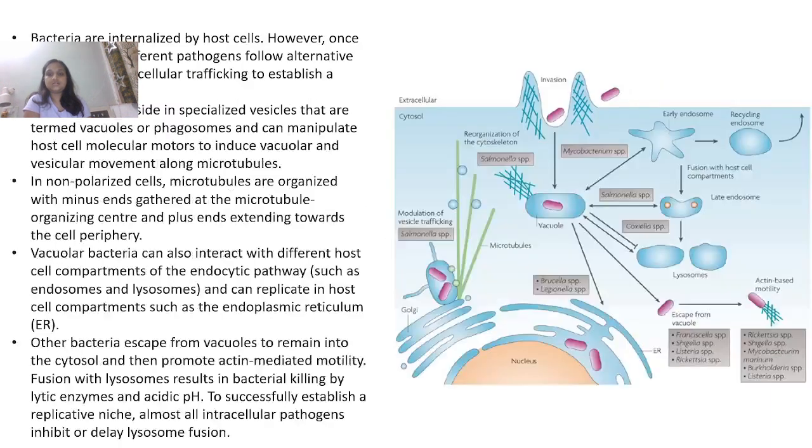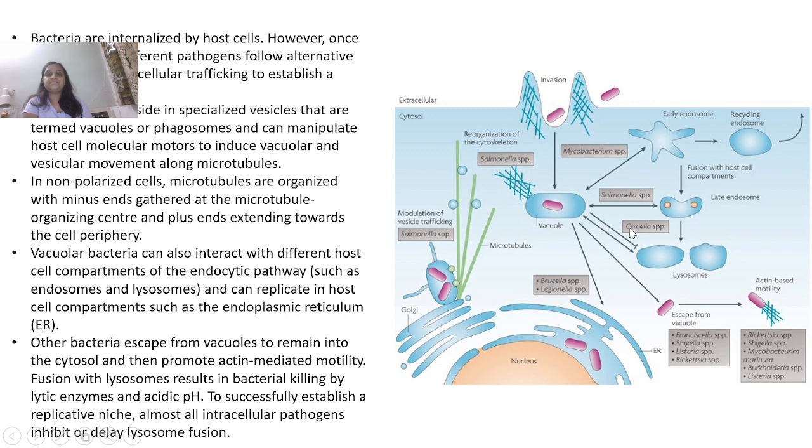So here you can see an example of how different kinds of bacteria are evading the responses. So first the bacteria is internalized by the host cell. So you can see this is forming a compartment, a vacuole, through which bacteria is entering. So once inside the cell, different pathogens follow alternative pathways of intracellular trafficking to establish a replication niche. So depending on the type of pathogen, depending on the type of bacteria, it will follow different kinds of pathways.